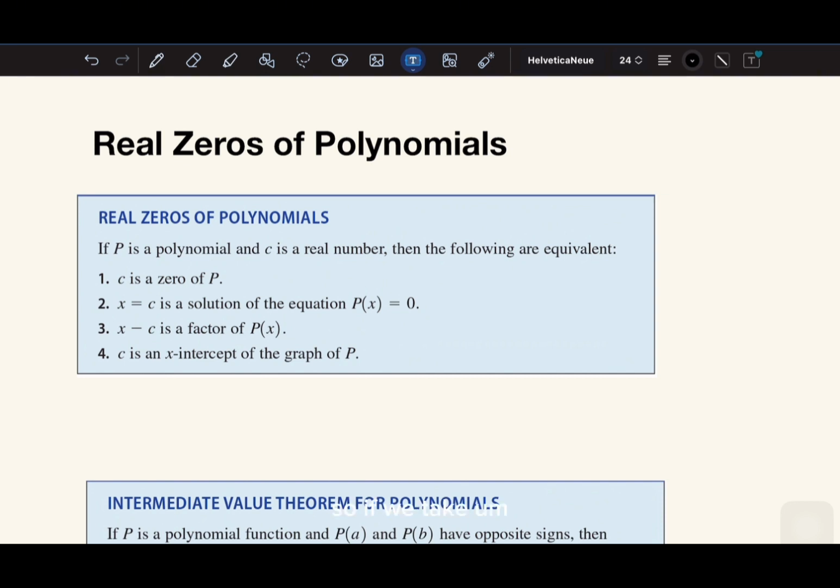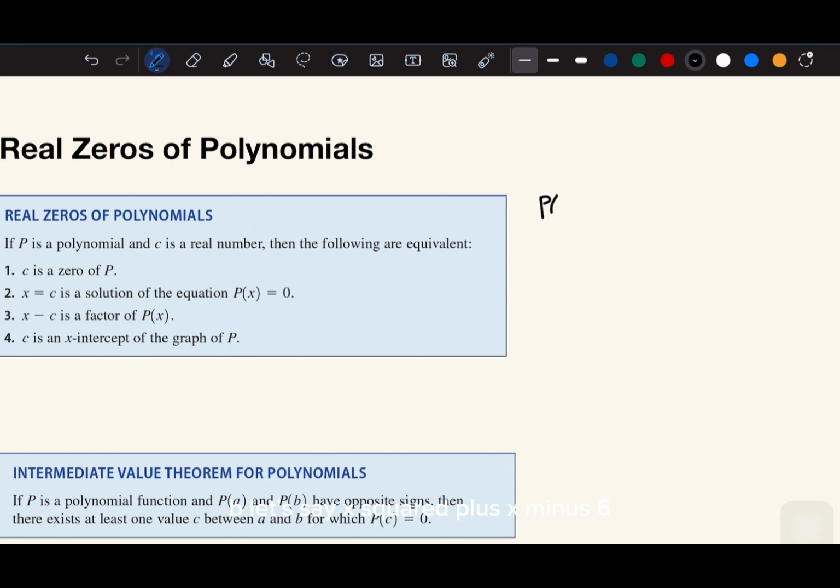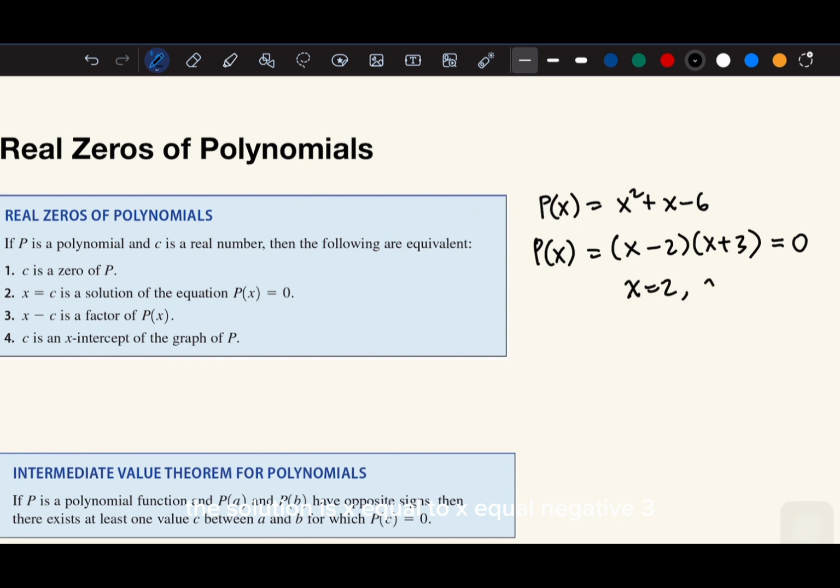So if we take the polynomial p, let's say x squared plus x minus 6, and I think we can factor this, right? We can factor, this is x minus 2, x plus 3. If we want to find the solutions by equaling this to 0, we say the solution is x equals 2, x equals negative 3. We can say that negative 3 and 2 are zeros of p.